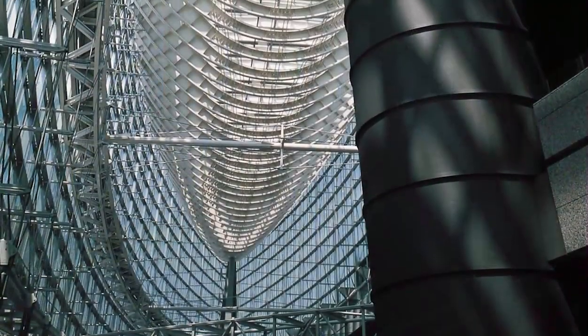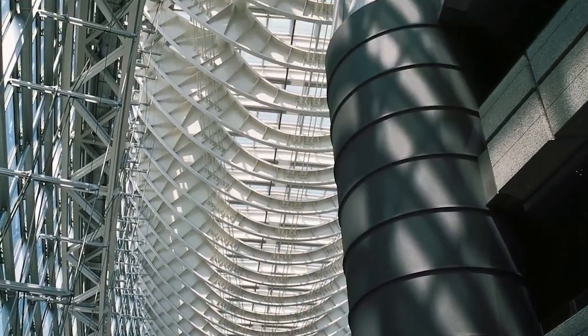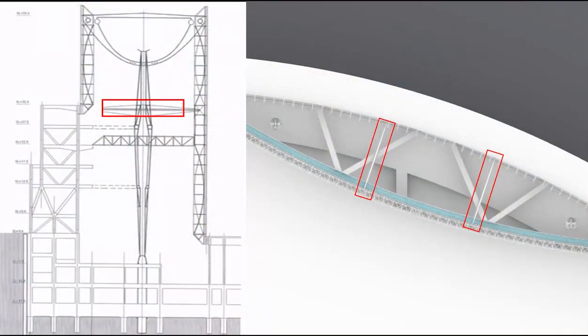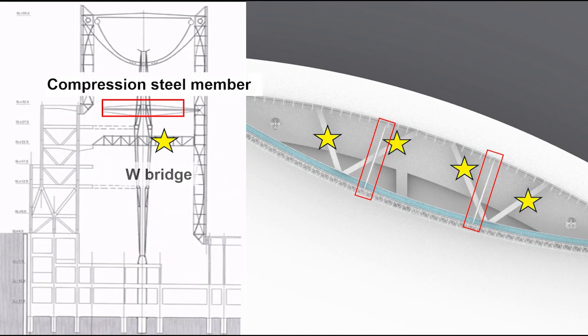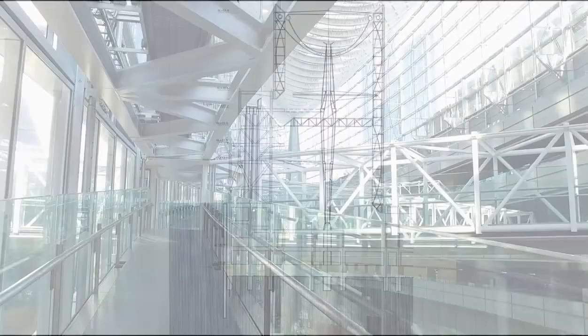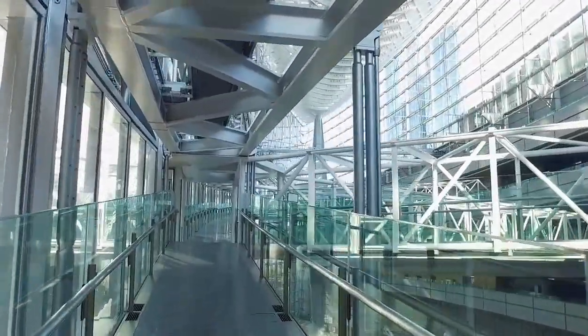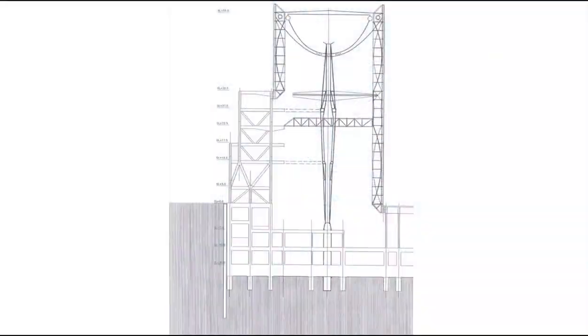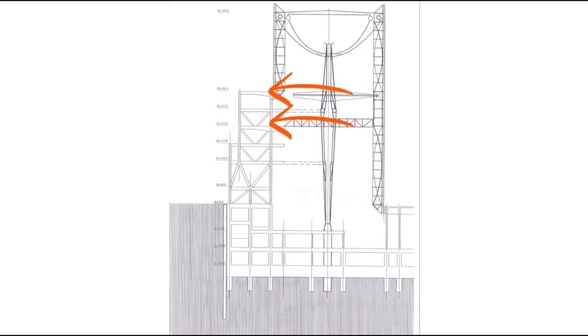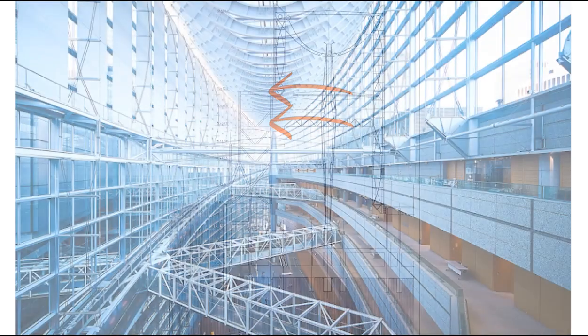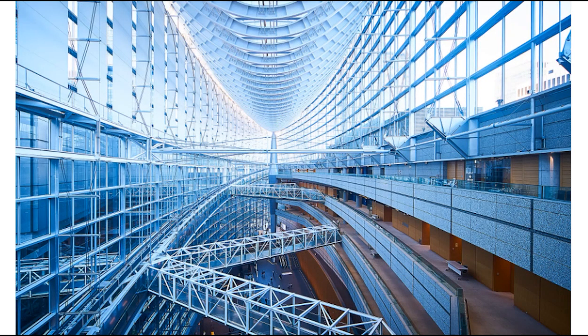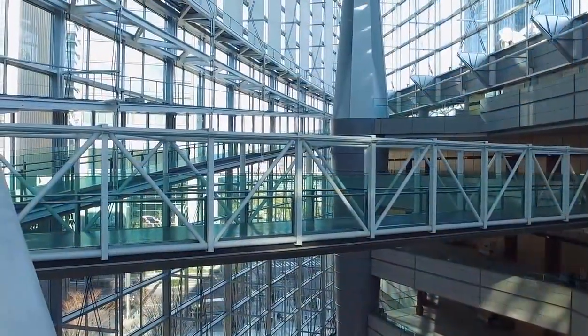Finally, for additional support against the shore side directional loads of the glass hull, there is a large compression steel member and a W-shaped bridge that both supports the loads and facilitates movement pathways. This comprehensive structural strategy ensures that the glass hull is equipped to handle significant lateral loads effectively while maintaining the architectural vision of transparency and lightness.